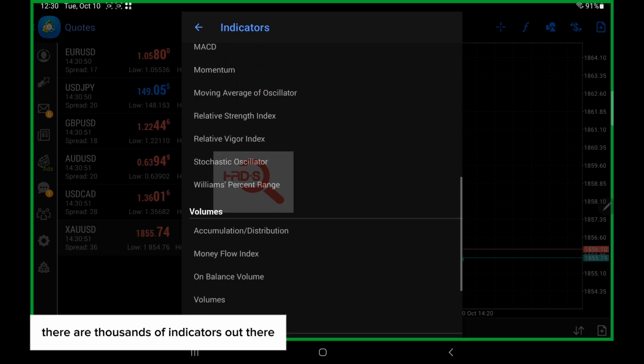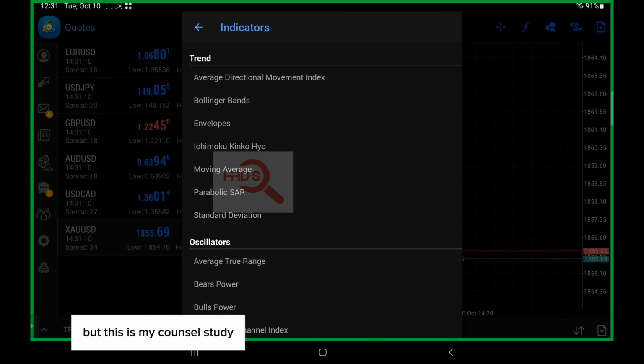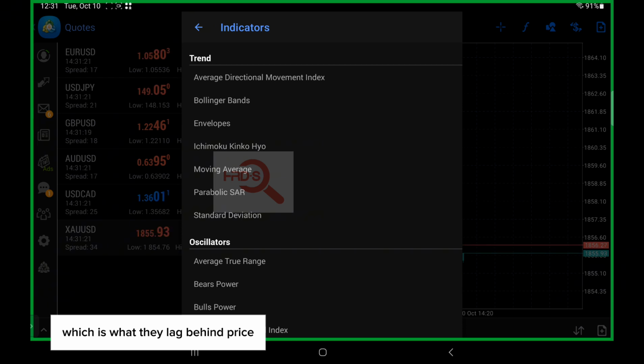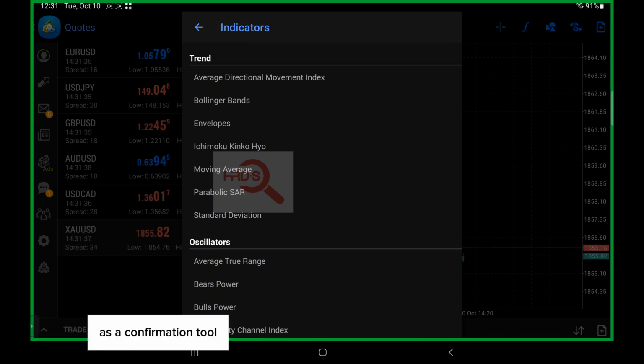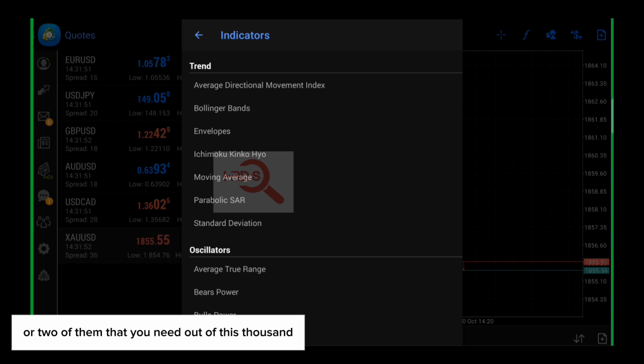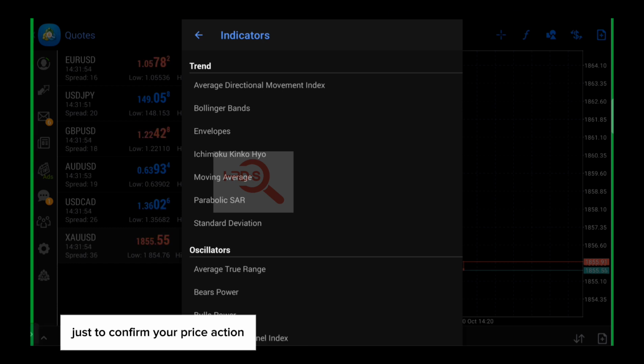There are thousands of indicators out there, but this is my counsel. Study price action. It is the best. Price is price at all times, but indicators, they have one disadvantage, which is what? They lag behind price. Indicators are built based on price action, but if you must use indicators, make sure that you are using indicators as a confirmation tool. As time goes on, I'm going to teach you just one indicator that you need, or 2 of them out of these thousands, just to confirm your price action.